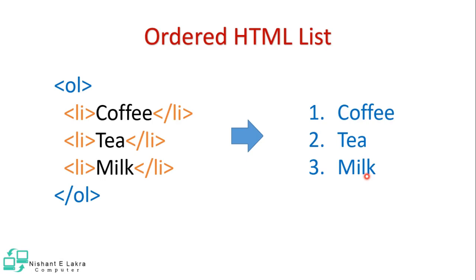Okay, and whatever you see in the unordered list is displayed as bullet coffee, bullet tea and bullet milk. In the ordered list, it is displayed as 1 coffee, 2 tea and 3 milk. So this is what we have understood.